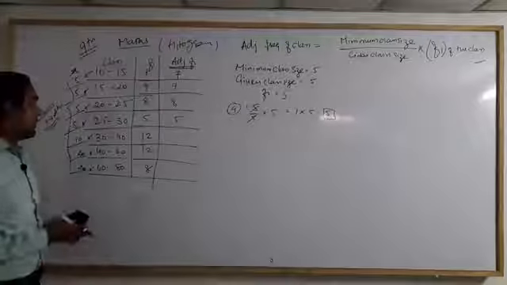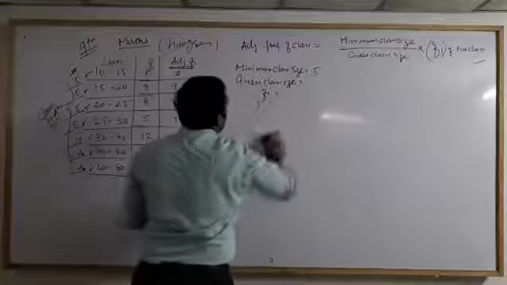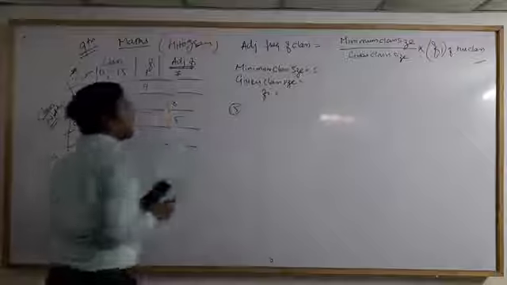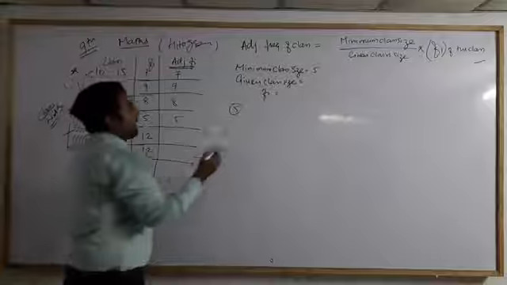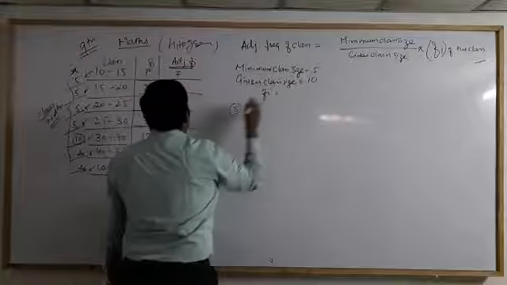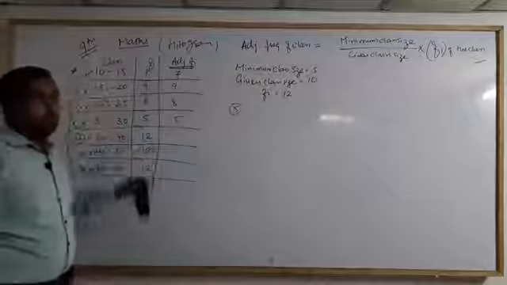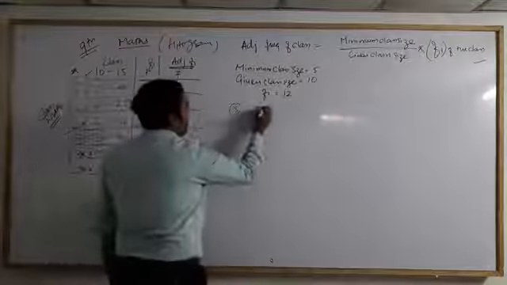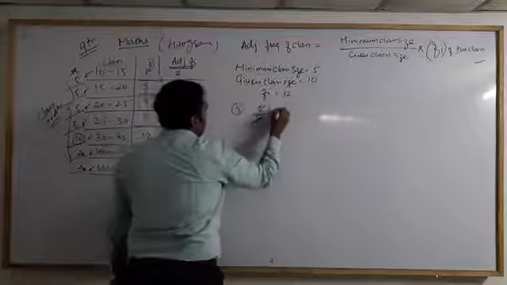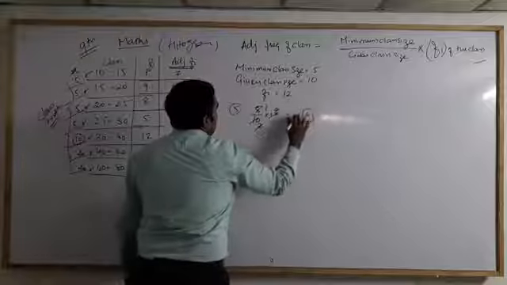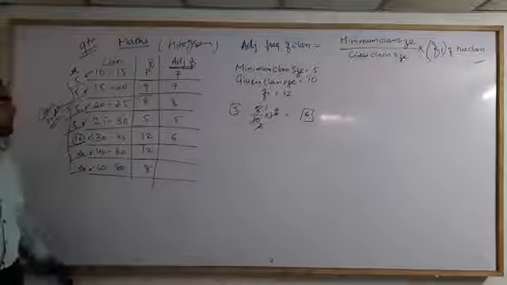Clear, students? Now we have to see the differences in this sum. My minimum class size is 5 but my given class size is 10, and my frequency is 12. Therefore 5 by 10 into 12, 5 ones are 5, 5 twos are 10, 2 sixes are 12, therefore my adjusted frequency is 6.